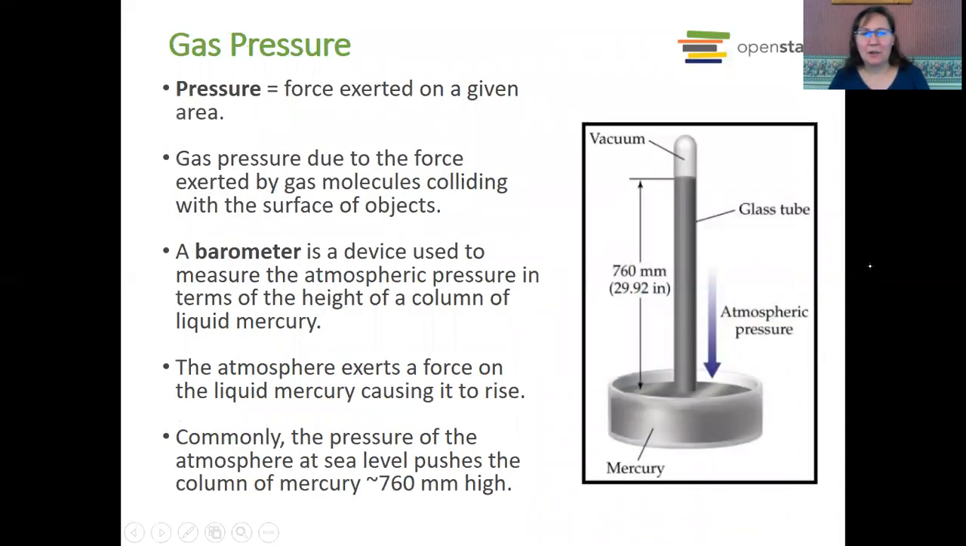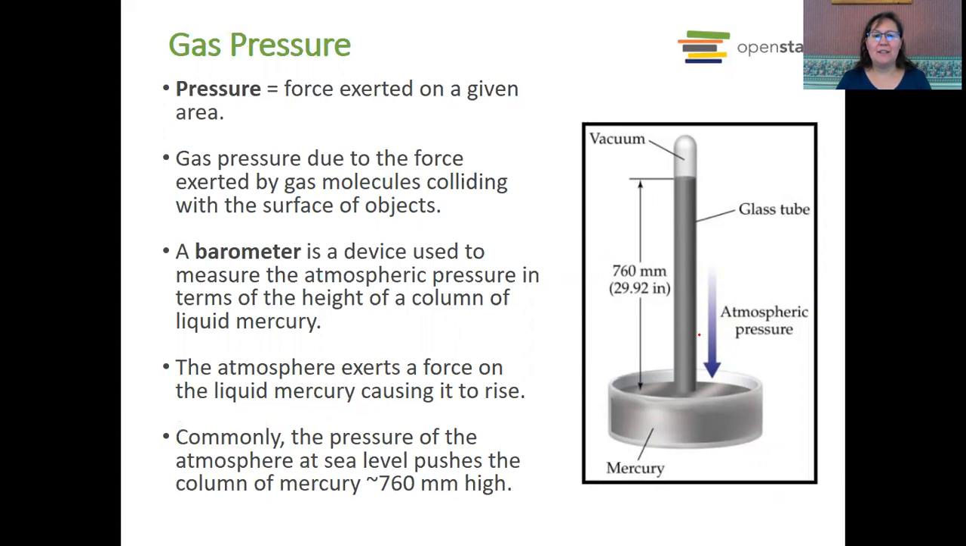Okay, so let's look at gas pressure. Gas pressure is the force exerted on a given area. We're not going to get into pressure in general because we're mainly only going to be looking at gas pressure, which ends up being a little bit different. The reason it's different is because gas pressure is due to colliding objects rather than, like, a heavy elephant standing on a single place.